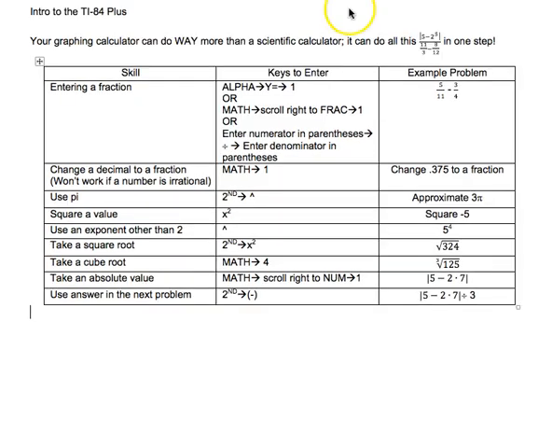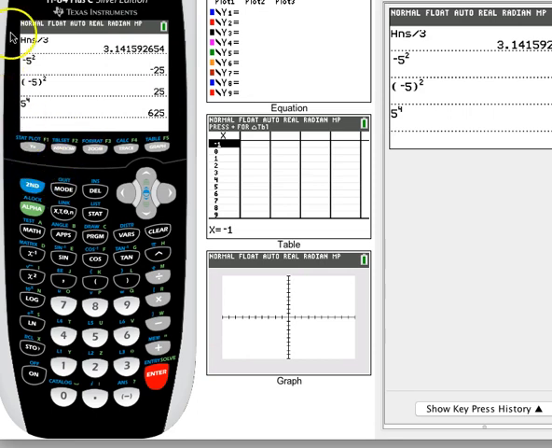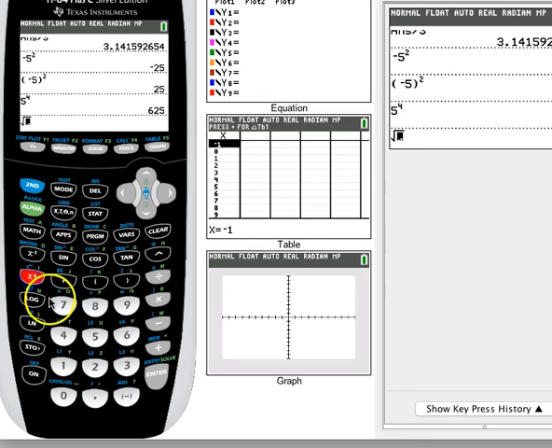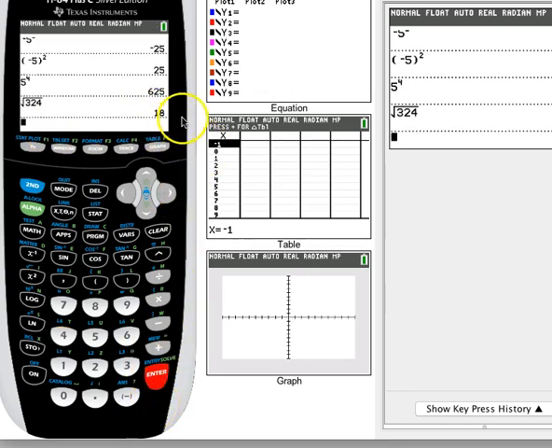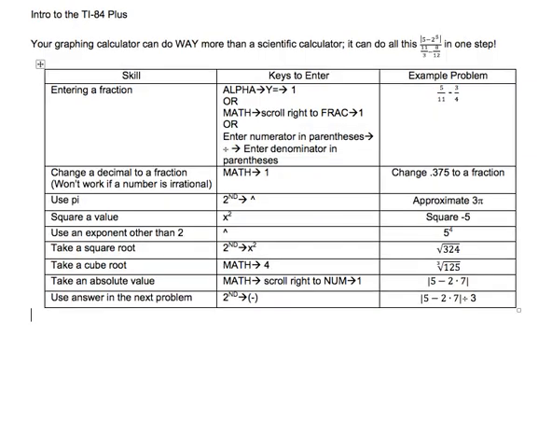Then next one is a square root. So we're going to take the square root of 324. Again, I've got all your keys to enter here so that you know if you forget to go back. So I press second, and then I press the x squared key, and then type in whatever you want to take the square root of. Notice that blinking right arrow again, so I press it, and then I press enter, and the square root of 324 is 18.